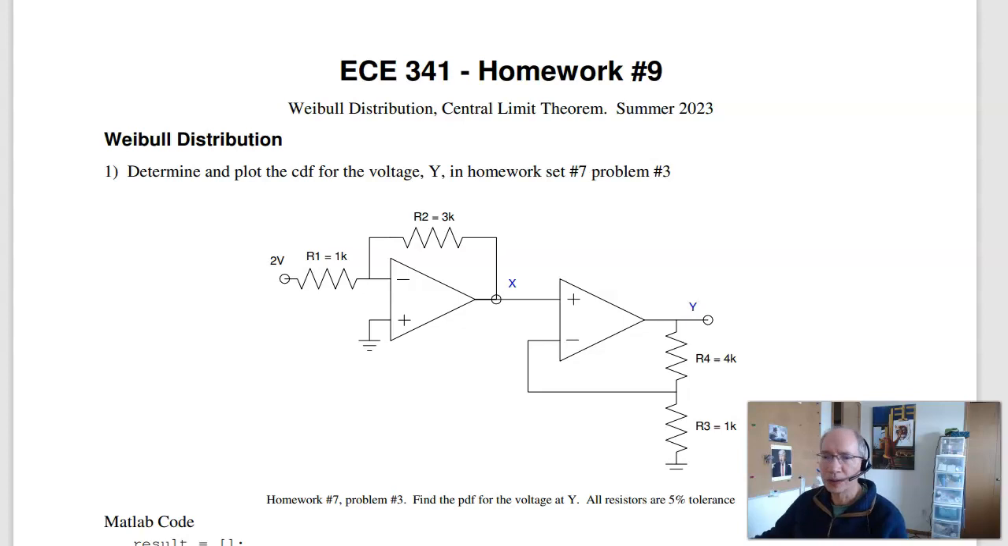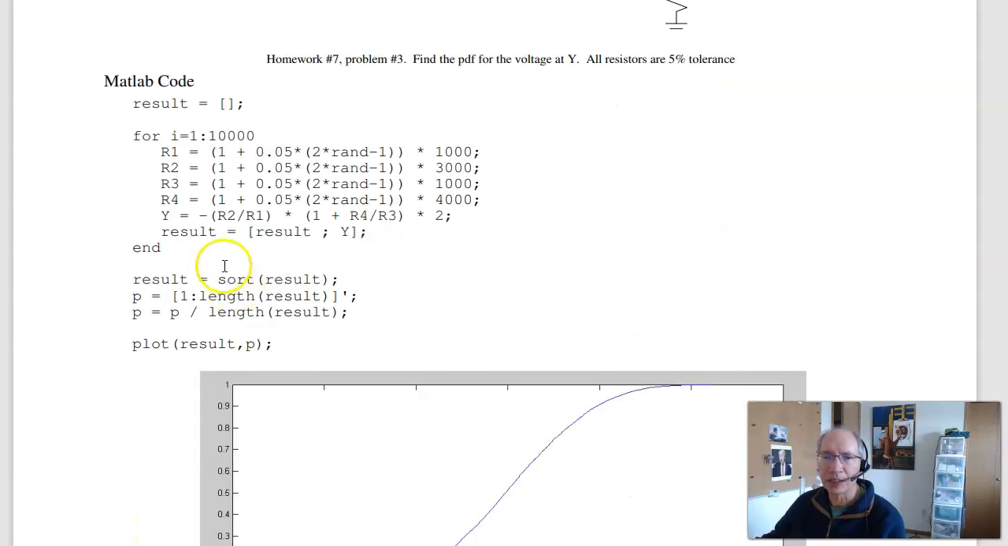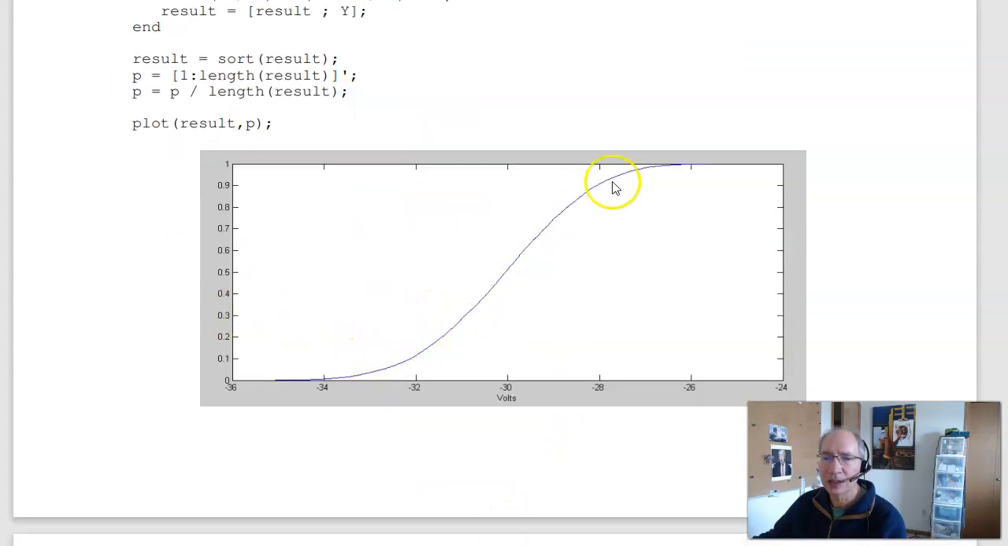Well, one approach is to first do a Monte Carlo simulation. I'm going to pick 10,000 random values for the resistors, calculate Y, and then plot them. So this is the CDF. When I sort the data, what comes out to be the CDF, the probability that the voltage is less than minus 36 volts is basically 0. Probability goes to 1. Probability the voltage is less than minus 24 is 1, with the most likely being right around minus 30 volts. So there's your CDF.